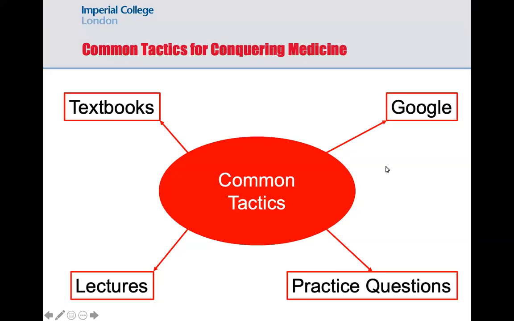All of these have their merits, and they can be used very effectively. As a whole, a lot of medical students are quite accustomed to using lectures, textbooks, and Google. What we're going to focus on today is practice questions, mainly because it is our area of expertise, and also because we feel that it's something that isn't quite used to its maximum potential. And we'll talk through some fairly specific ways practice questions can be useful.